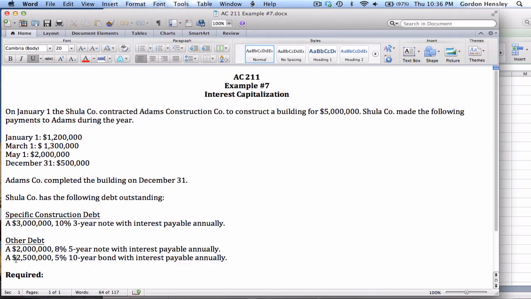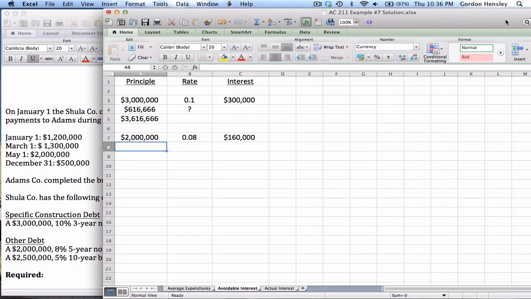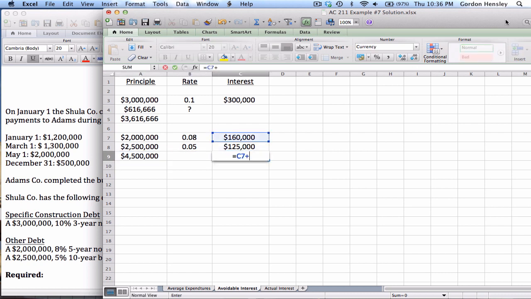And then we had another one. We had a bond that was $2.5 million at 5% interest. So $2.5 million, 5% is 0.05. So on that one, we paid $125,000 in interest. Now the total principal here, if I add these two together, is $4.5 million. The total interest, if I add the interest together, is $285,000.